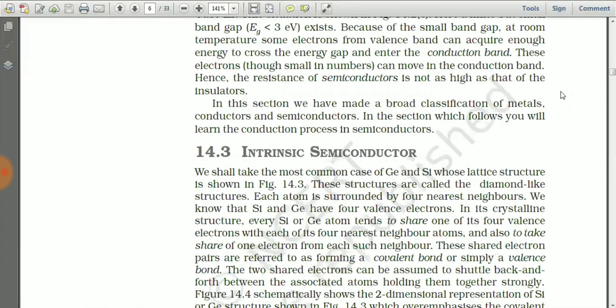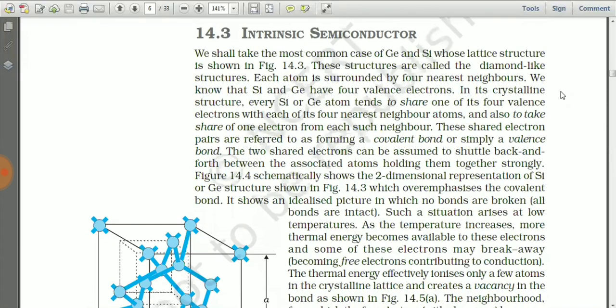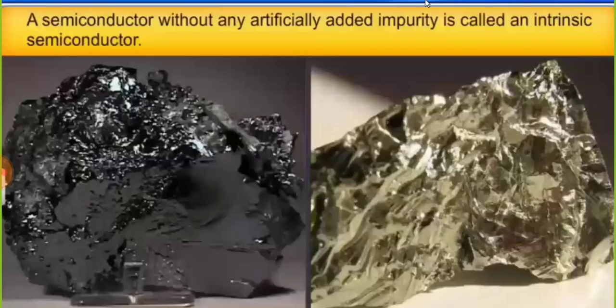Okay, it's very important. We have two types of semiconductor. One is intrinsic semiconductor and the other is extrinsic semiconductor. Here, an intrinsic semiconductor is a pure semiconductor. We'll see further about intrinsic semiconductors. A semiconductor without any artificially added impurity is called an intrinsic semiconductor. Both silicon and germanium are the two most commonly used semiconductors.